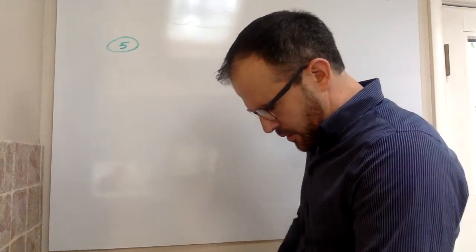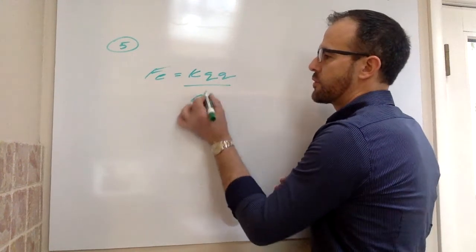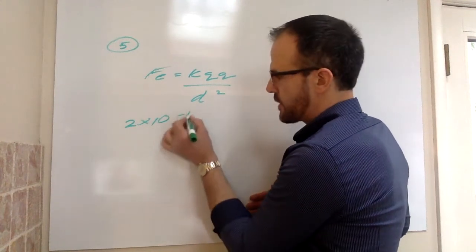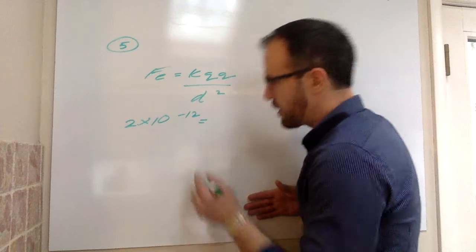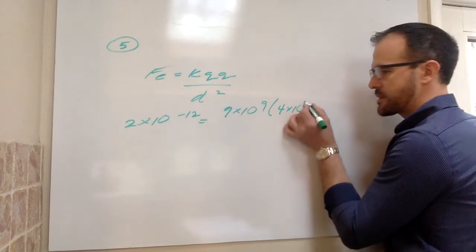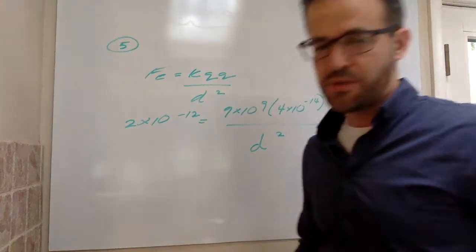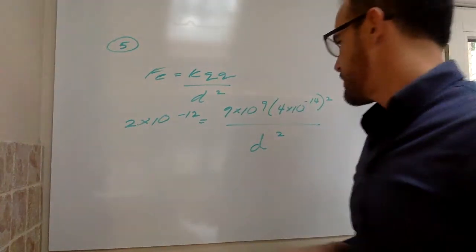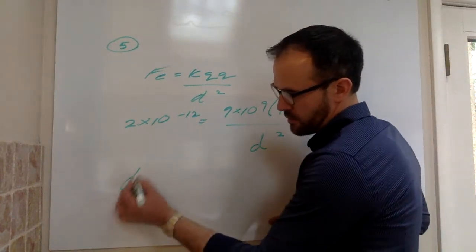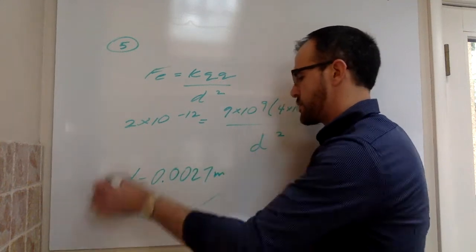Let's see here. The force. So again, plugging into Fe is K Q over D squared. So we've got 2 times 10 to the negative 12th. That must be in newtons. And we've got 9 times 10 to the 9th. And we've got 4 times 10 to the negative 14th. That is squared. We don't know D. Careful, D is squared in the equation. It is an inverse square law. Anyway, solve for distance, and again, square root at the end, and you get a small distance. It is in meters, so it is not tiny. 0.027 meters. Boom.